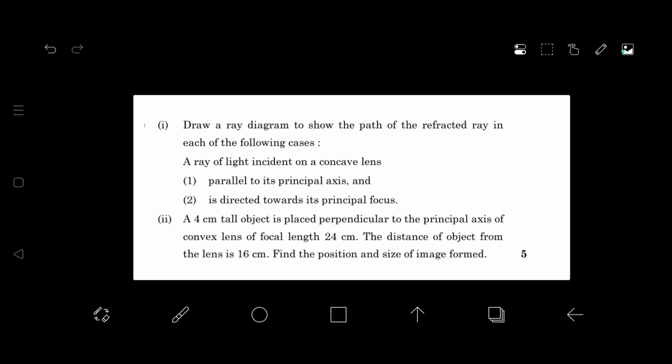Draw a ray diagram to show the path of the refracted ray in each of the following cases. A ray of light incident on a concave lens. First one parallel to its principal axis and second one is directed towards its principal focus. Here we need to draw a ray diagram to show the path of the refracted ray when light ray incident on a concave lens is parallel to principal axis and when it is directed towards its principal focus.